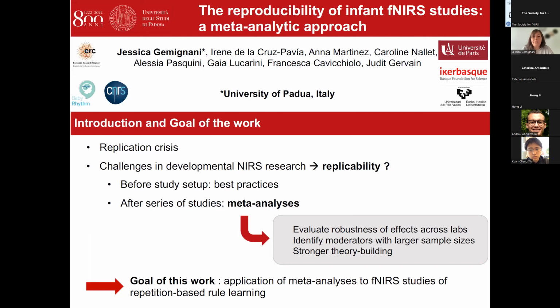To tackle the undocumented diversification of methodologies, we all know that the community has been putting considerable efforts into establishing best practices that we can follow before, during, and after a single study is carried out to ensure its replicability. As for investigating the replicability of studies that have been already performed, meta-analyses are a useful tool as they allow us to evaluate the robustness of a certain effect and investigate its moderators with a larger sample size. So the goal of this work was to exemplify the application of this tool to a series of fNIRS studies aimed at investigating repetition-based rule learning in young infants.